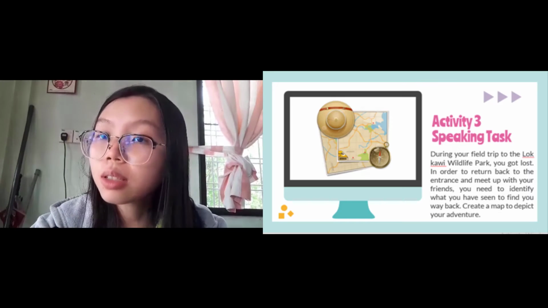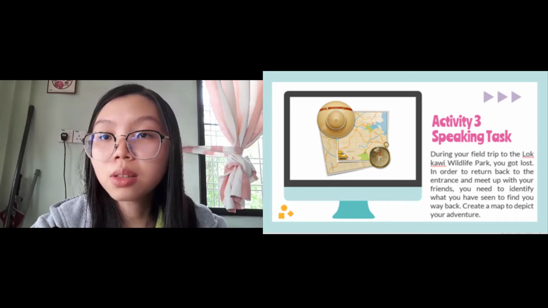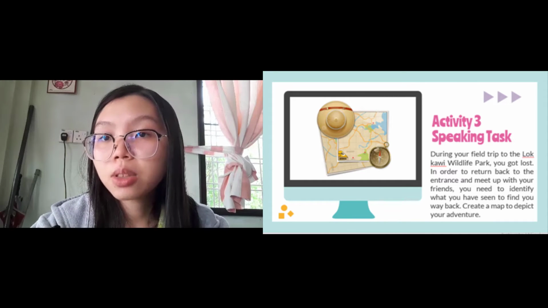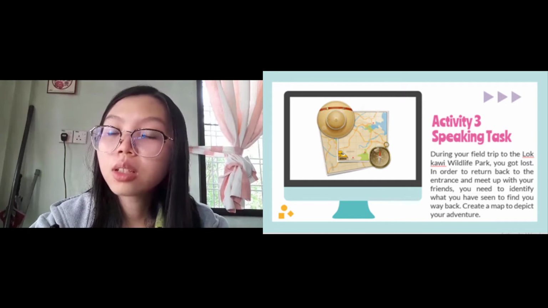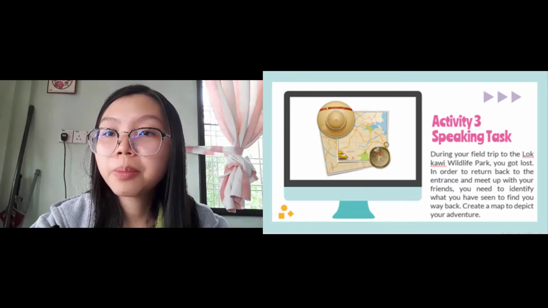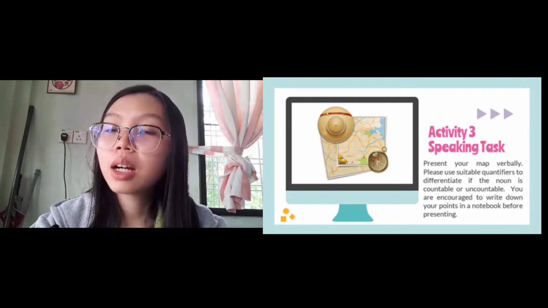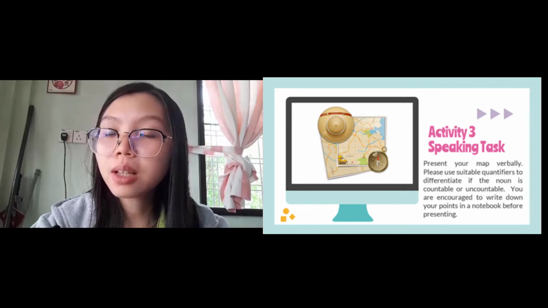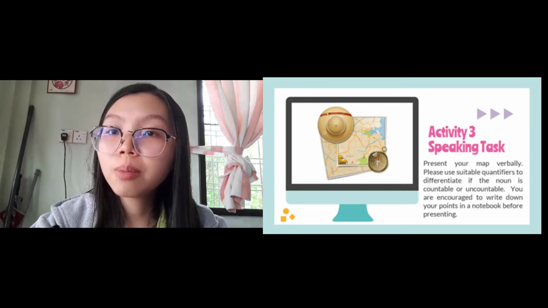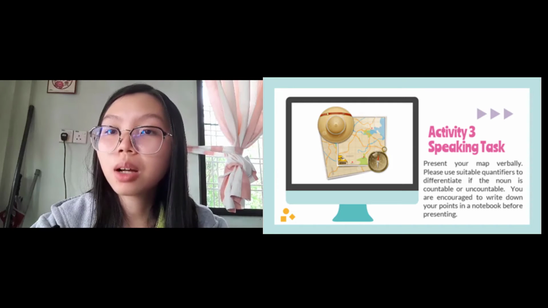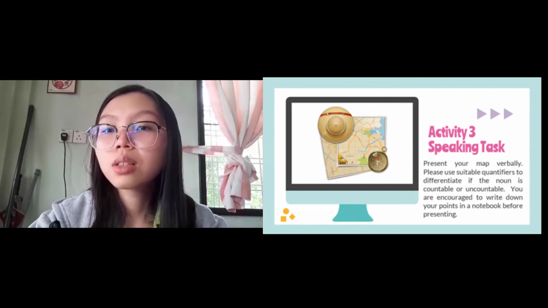I'll be continuing with the analysis and critiques of the lesson simulation. After the teacher confirmed that they have a basic understanding of countable nouns and uncountable nouns, she proceeded to the next activity, which is a speaking task that involves a situation where they need to write a summary on how they find their way back from being lost in the Lokawi Wildlife Park. They are asked to use correct articles and quantifiers to amplify the countable nouns and uncountable nouns.